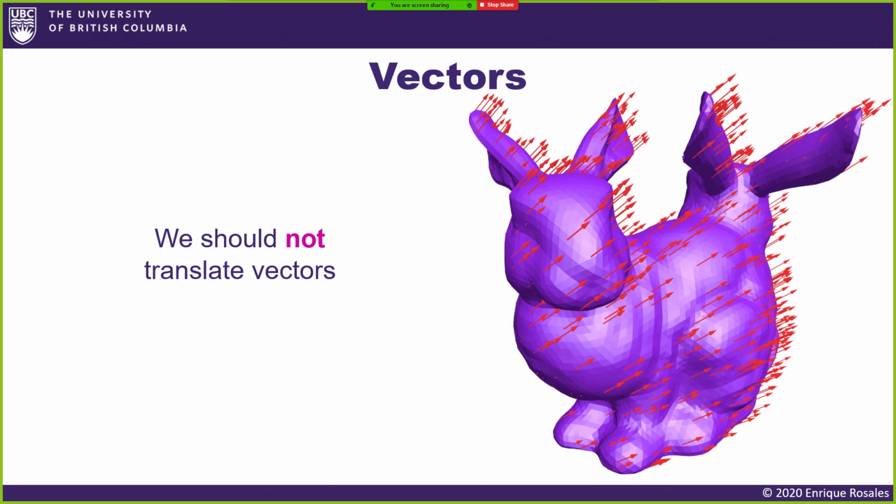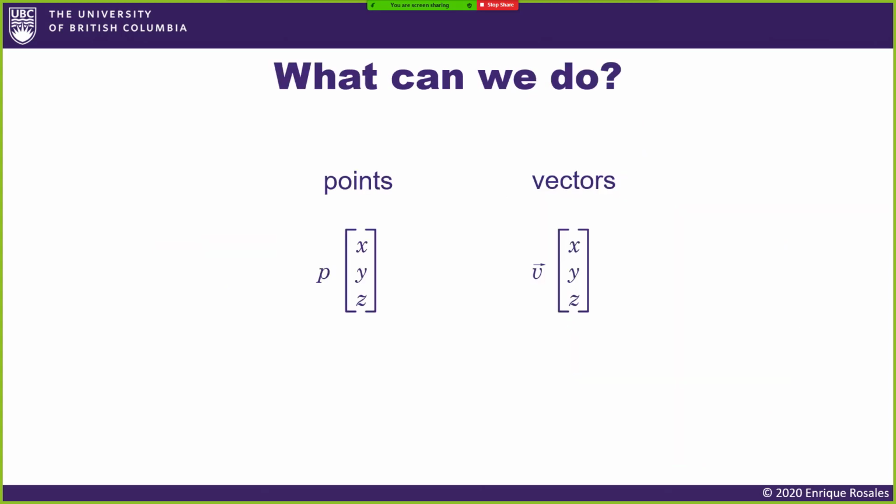So what can we do to differentiate between points and vectors? These are points, these are vectors, and they have no difference in terms of data if you represent them as x, y, and z. So what we do is add a little bit more information: another number. This new dimension, a fourth dimension for both points and vectors, is usually called W.